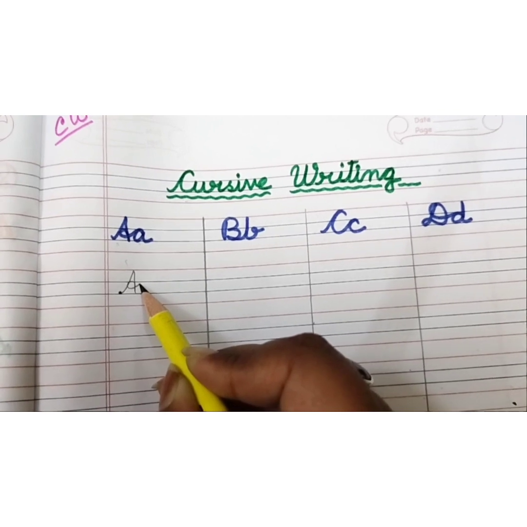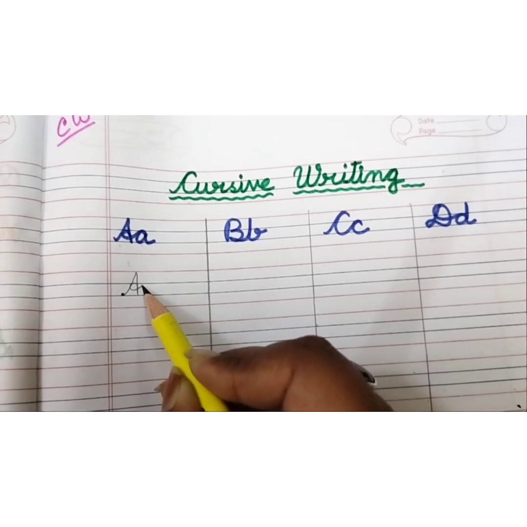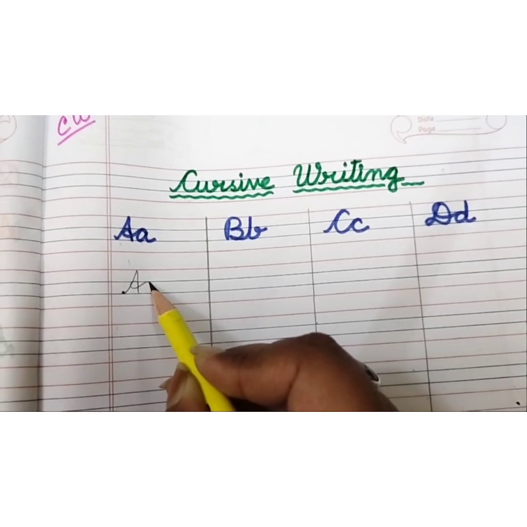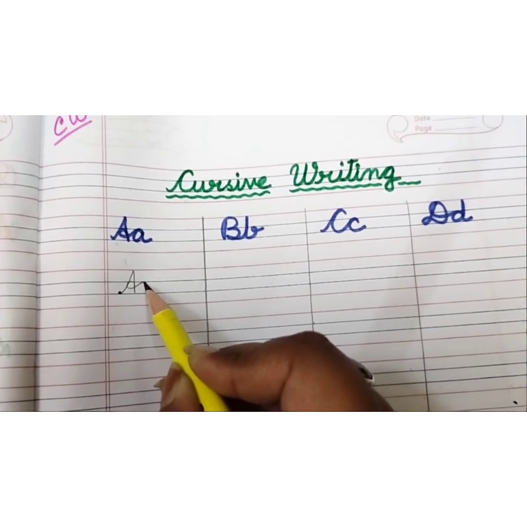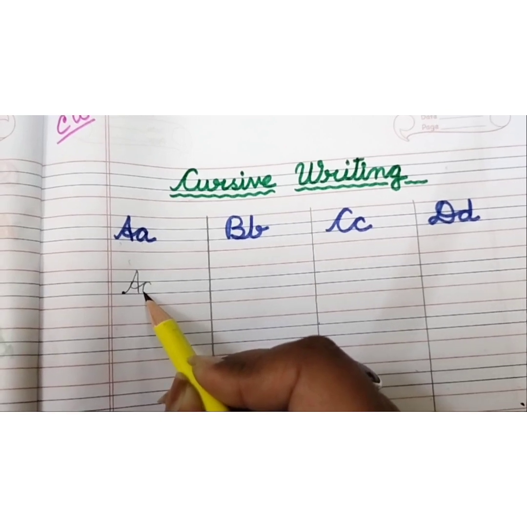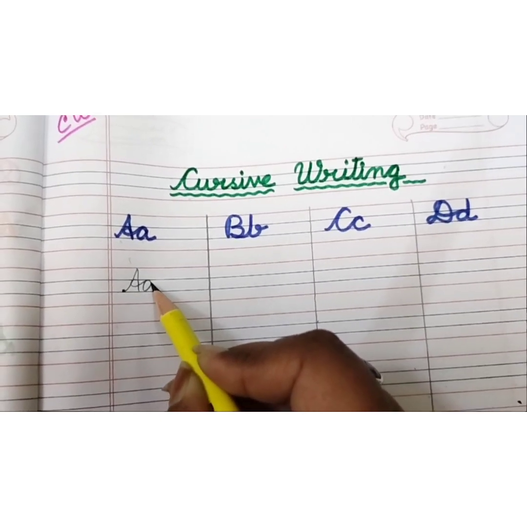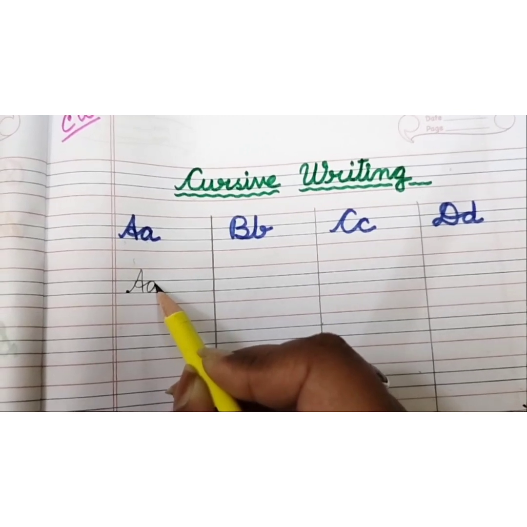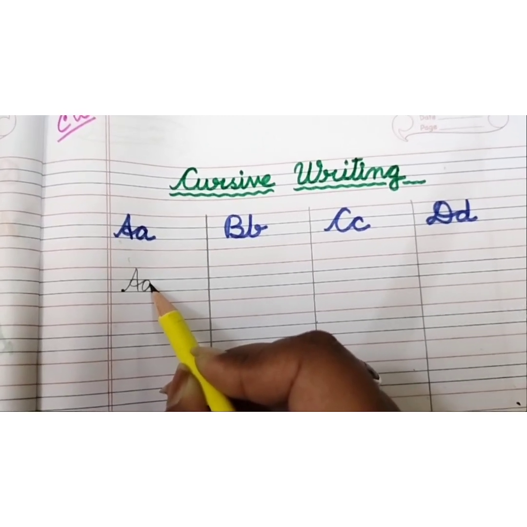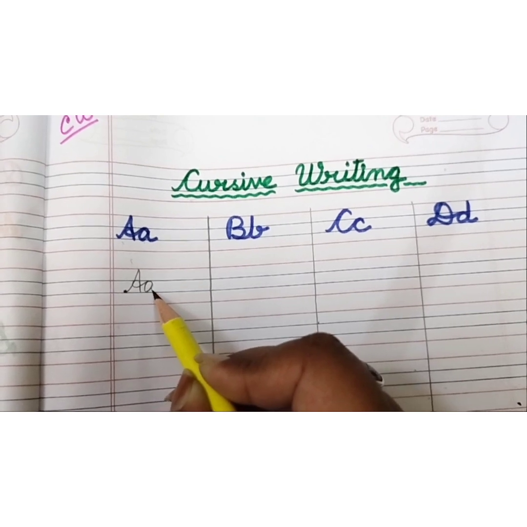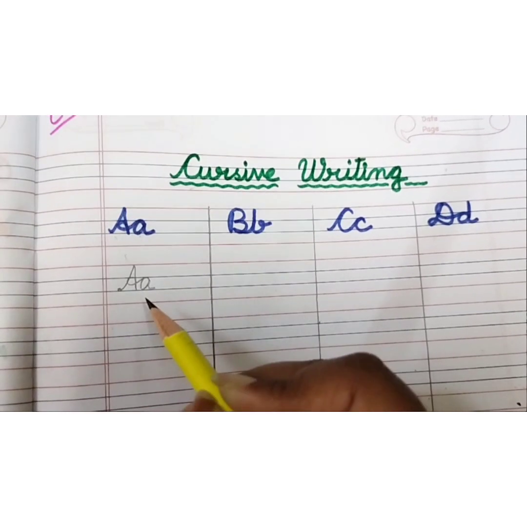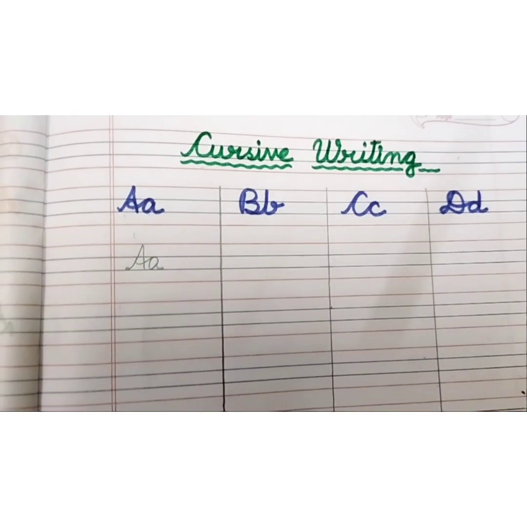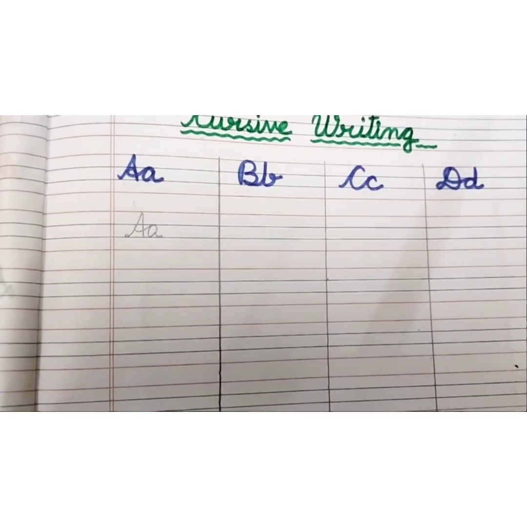Now I will join this and I will write small letter A. Now children, have a look. From here I will make a small round in this second line and this third line. Then from here I will make a circle and I will make it down. In this way I will write A, capital A and small letter A.